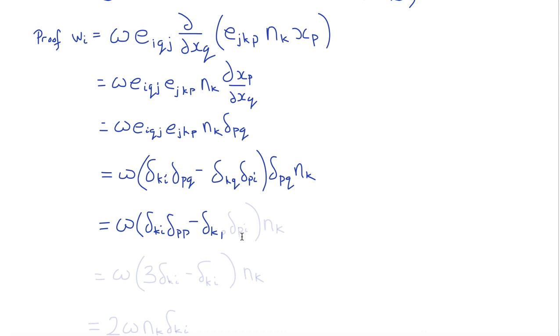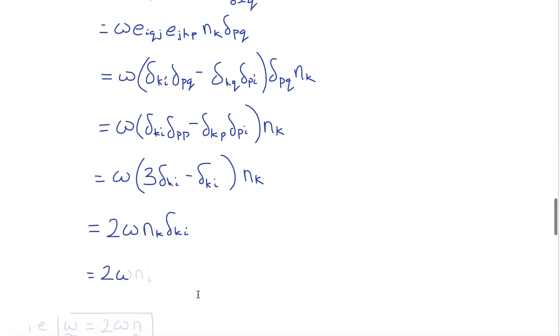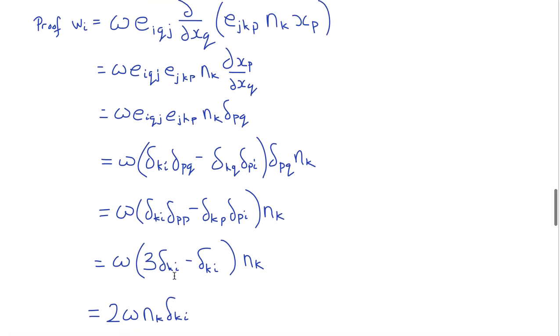times n_k. Now delta_pp is 3, so that will be 3 delta_ki, minus delta_pi turns the p into an i, so this is minus delta_ki times n_k. So now we have omega times 3 minus 1 delta_ki, which is 2 omega n_k delta_ki, and then finally delta_ki converts the k to an i, so we get 2 omega n_i. So w_i equals 2 omega n_i, or in vector notation, w equals 2 omega n.